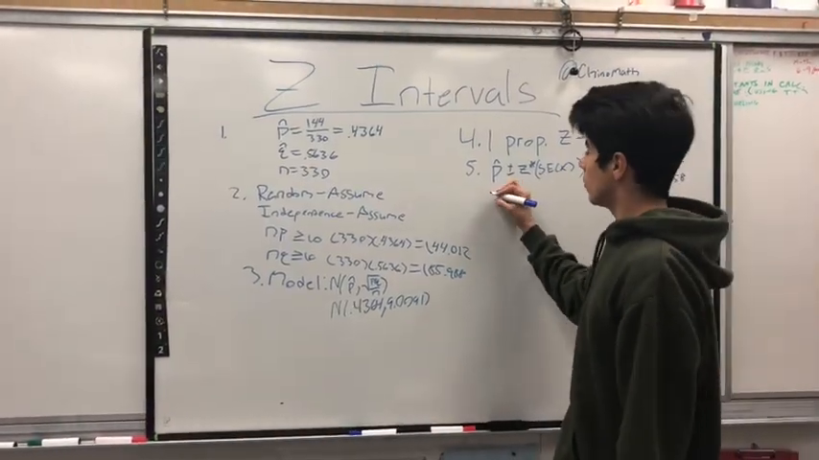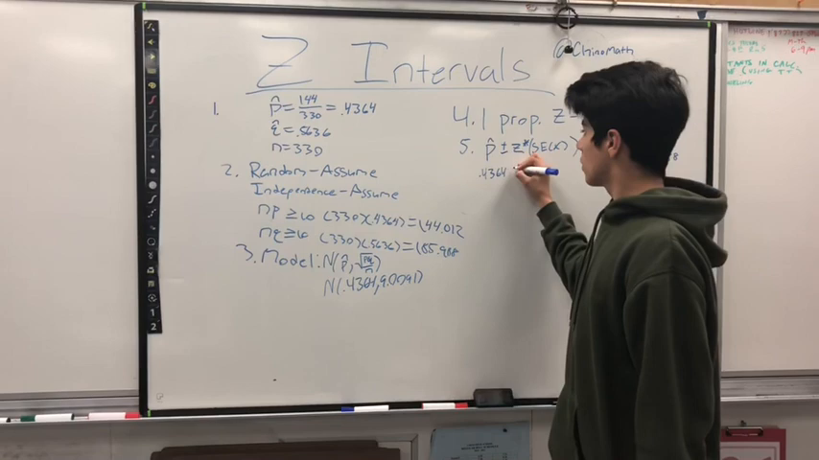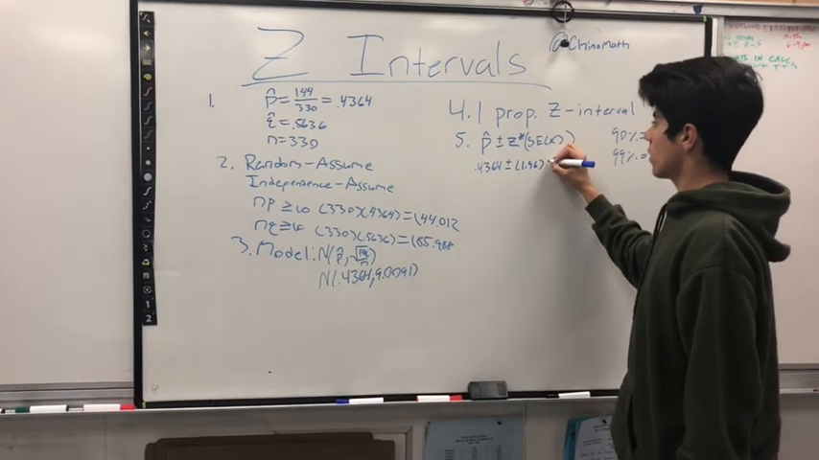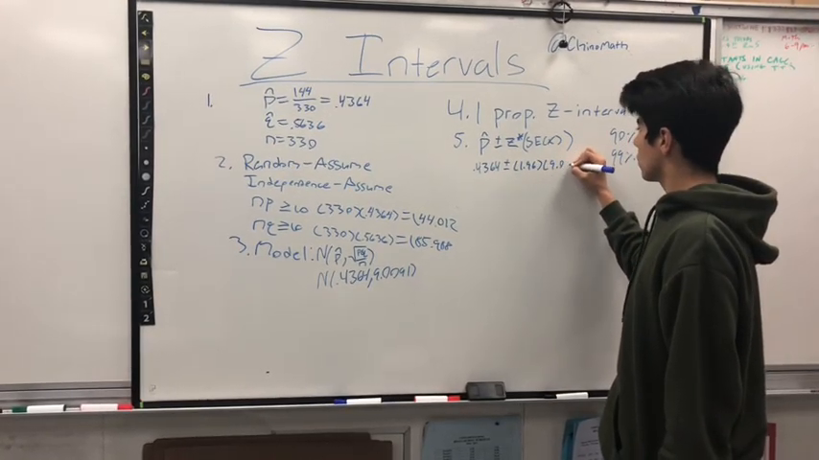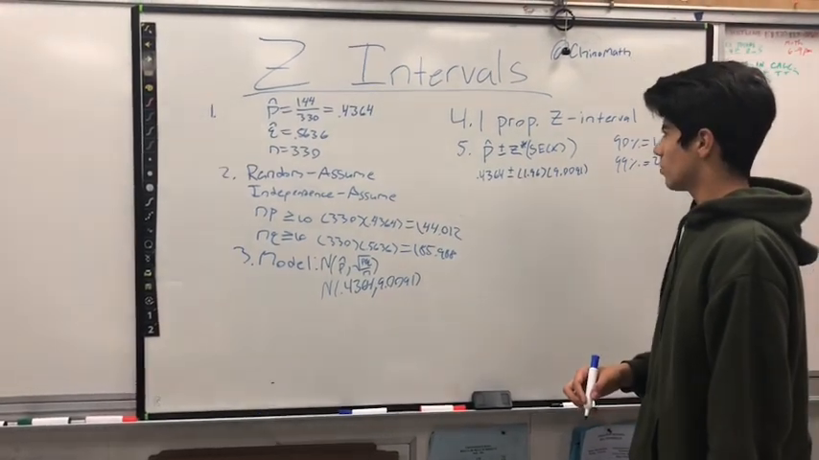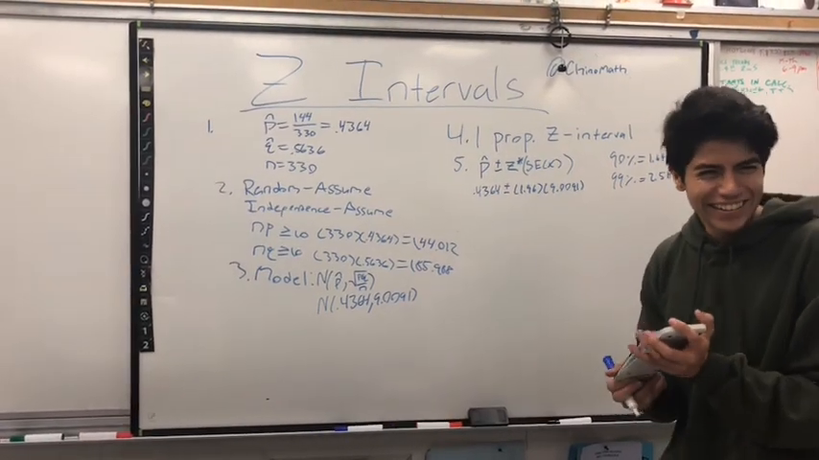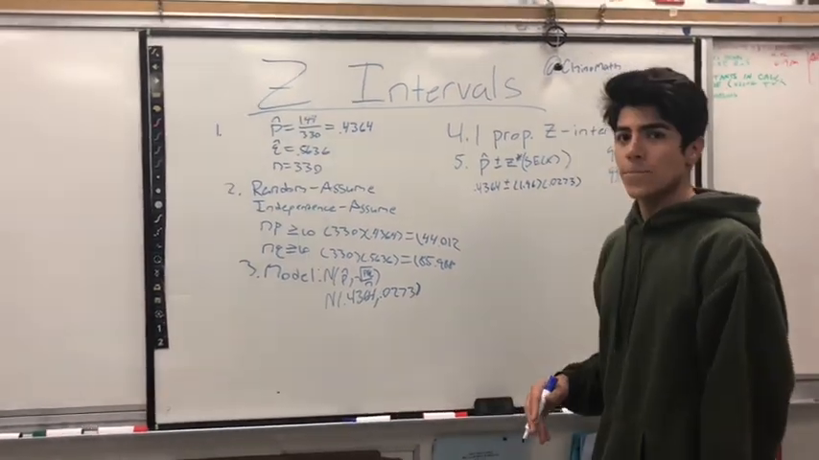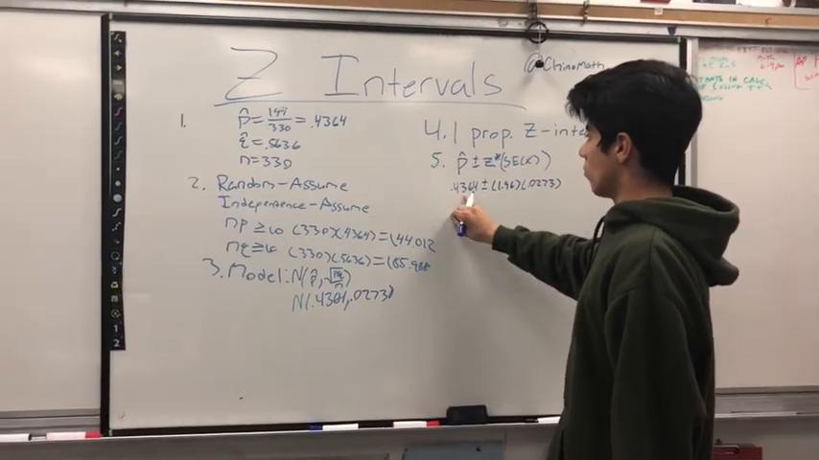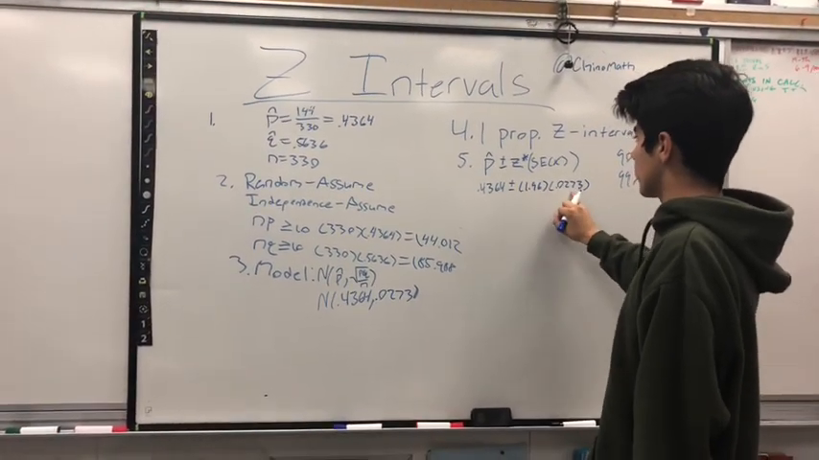Back to our formula, we're going to have our p-hat, 0.4364, plus or minus our critical value, which is 1.96, times our standard error, which is 0.0091. Is that right? Actually, what if I messed up the standard error? I have to go back. I hope not. You're good. So with our model, we have our bound centered at 0.4364, which is our p-hat, and then plus or minus our critical value times our standard error.